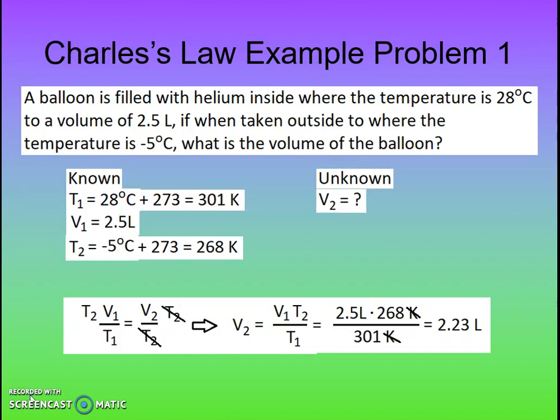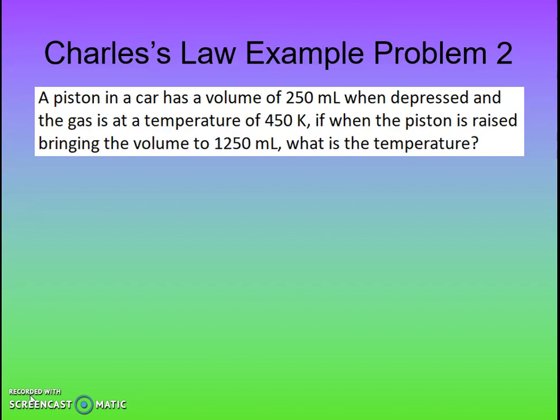So this next example is a little bit more tricky because we're going to solve for T2. A piston that has a volume of 250 milliliters when it's depressed has a temperature of 450 Kelvin. Then the piston is raised and the volume expands to 1,250 milliliters. What is the new temperature? Let's list out what we know and what we don't know. Again, we'll go through the problem as it reads, and that'll help us fill in the blanks. We have two sets of volumes, so we have two different sets of conditions. We are going to need the subscripts here again.